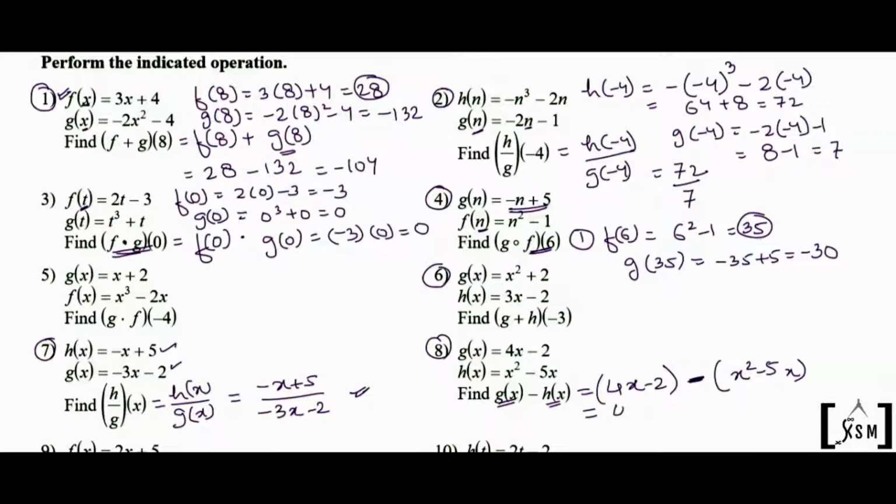And then we break the bracket. So 4x minus 2, and while breaking the bracket, it will change the sign of the inside part. So negative x square plus 5x, right guys? And then we simplify. 4x and plus 5x will be 9x, and minus 2 we cannot do anything, and minus x square is minus x square. So guys, this is my answer. Good. Let's move on to the next question.